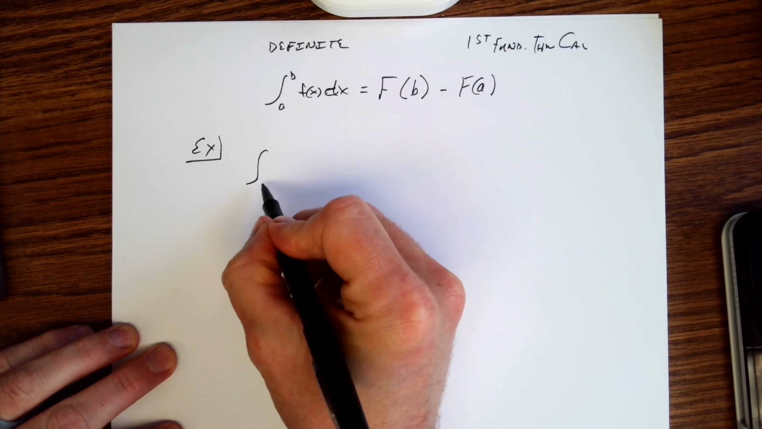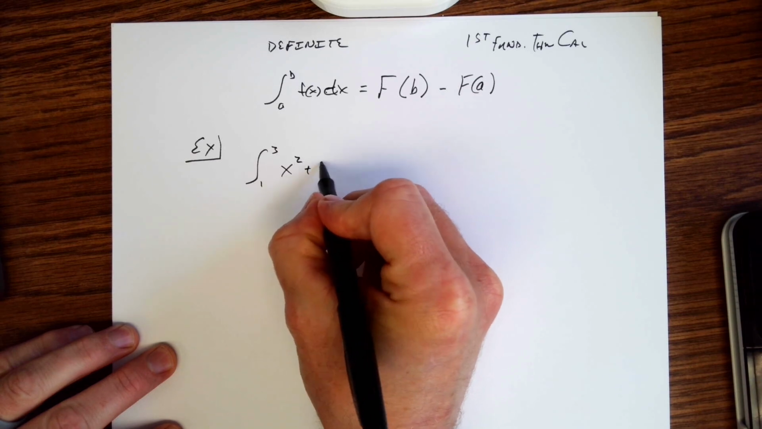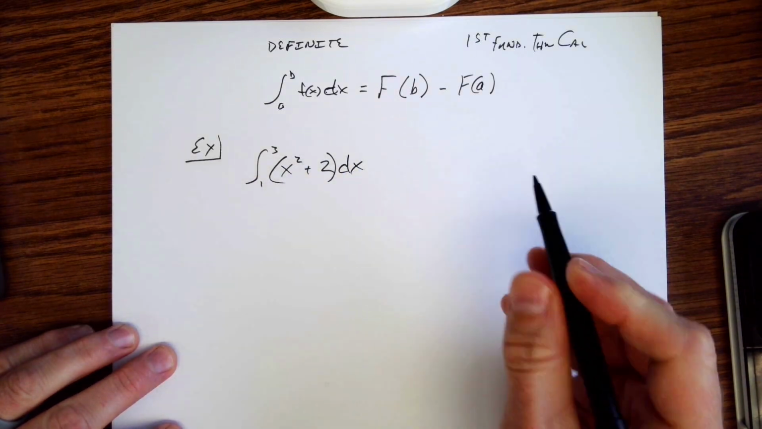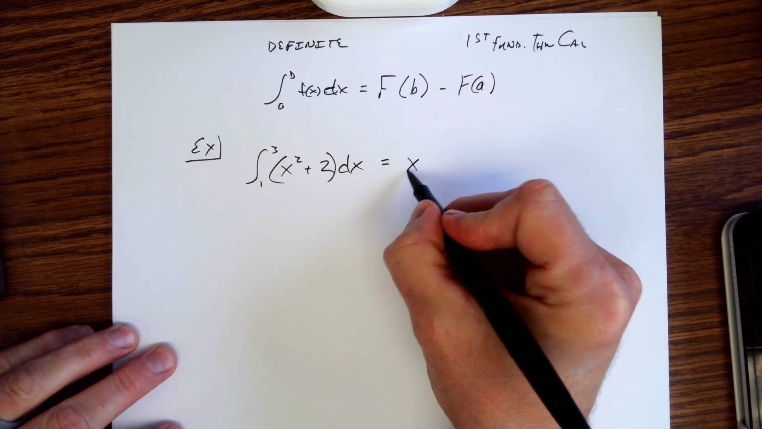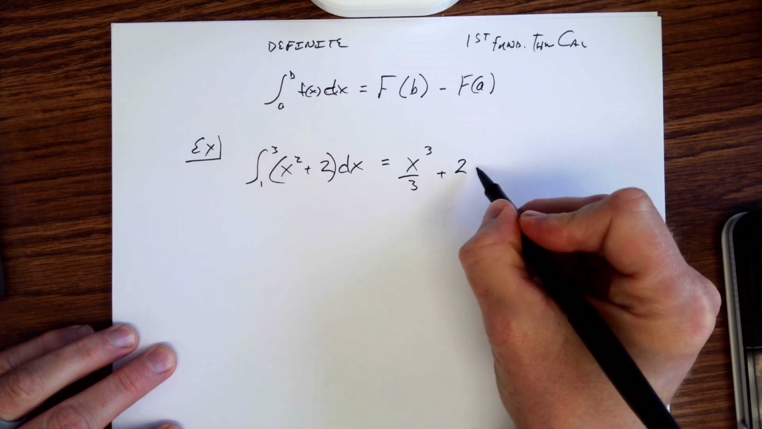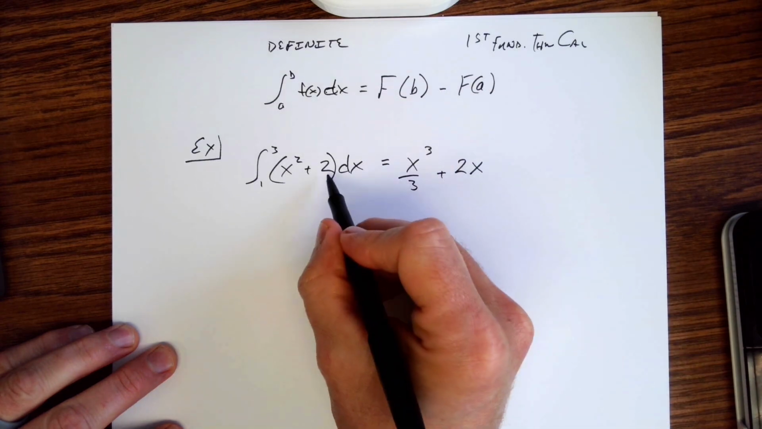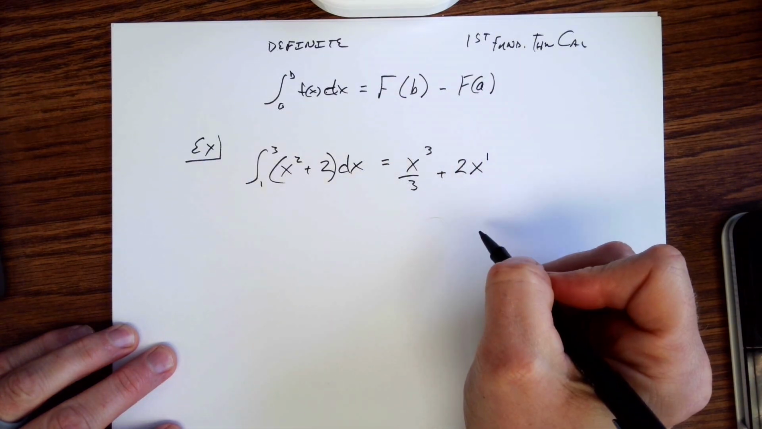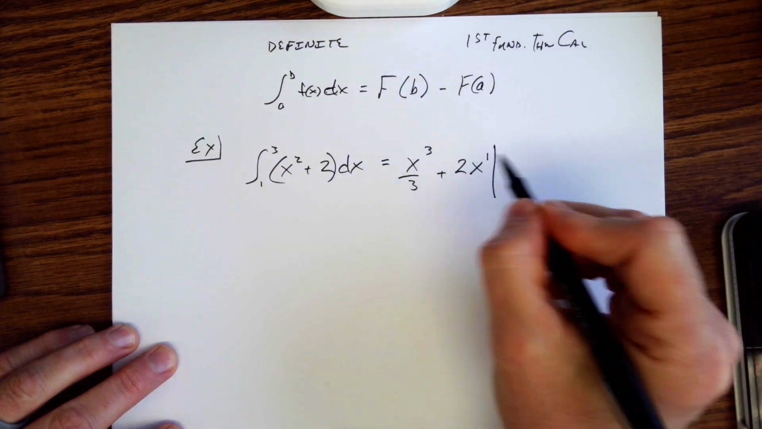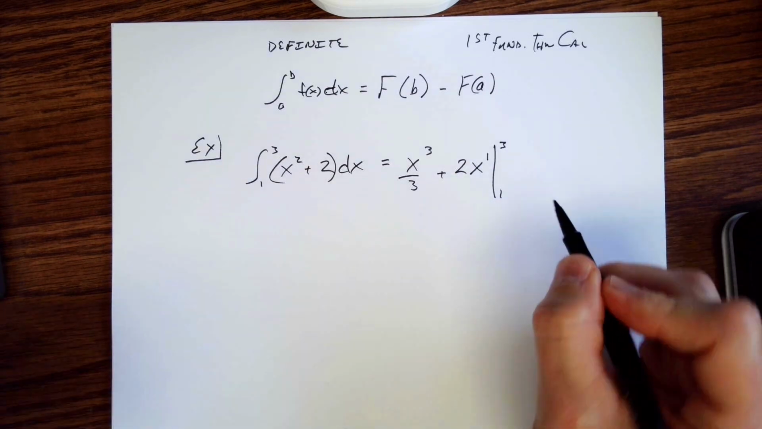Let's just say the integration from 1 to 3 of x squared plus 2, dx. Well, that's going to be x to the third power over 3 plus 2x, because it's x to the 0 under there, right there. So we add 1, which makes that an x to the first power, divided by 1, which doesn't change anything. Now, we're not going to put the c on there. We can. It doesn't change anything. But we're not going to because we have this definite integral.